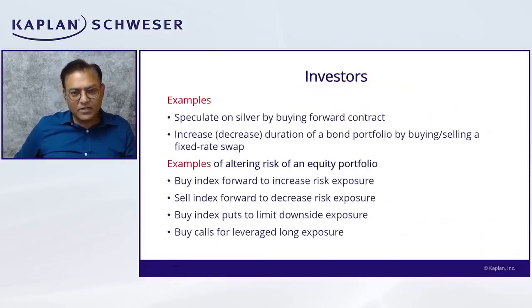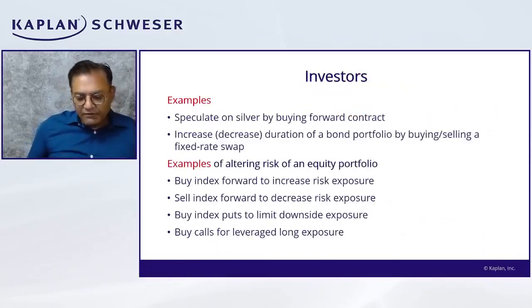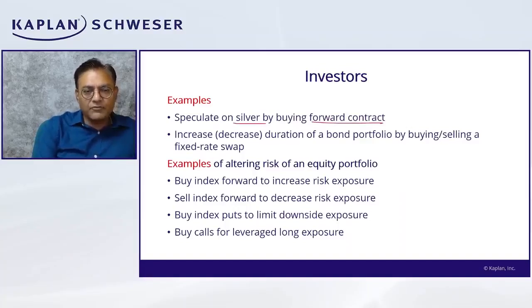Let's talk about the uses of derivative contracts for investors. We talked about for corporations. Now let's talk about for investors. Investors can use derivative contracts to speculate. They can speculate, for example, on the value or price of silver, by buying it on a forward contract. If the price goes up, the investor gains without actually having to buy the silver in the cash market and storing it in their warehouse.